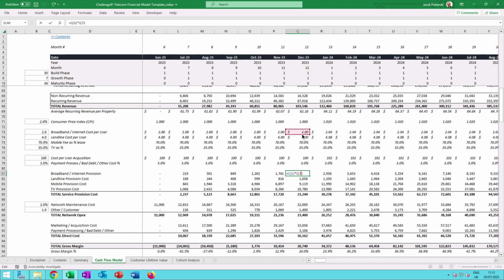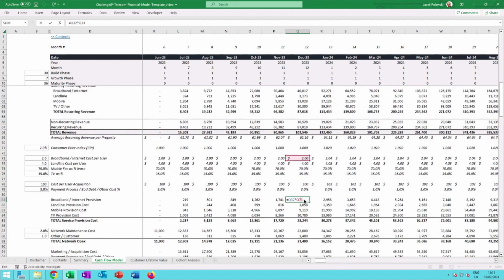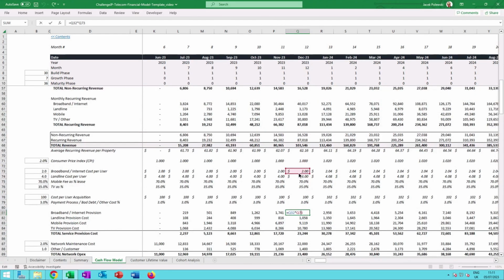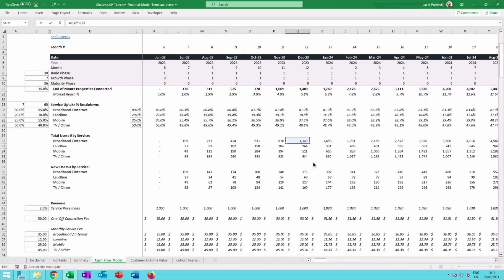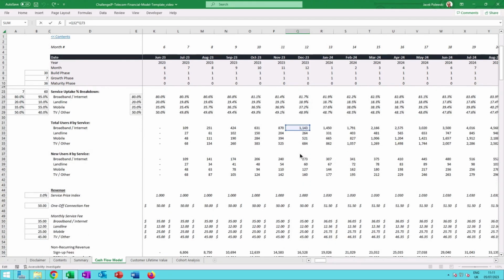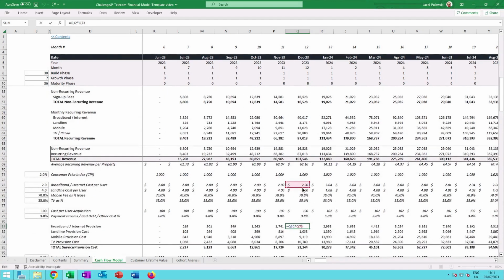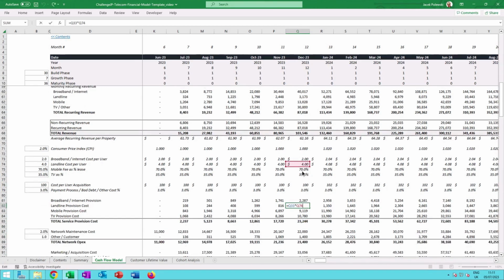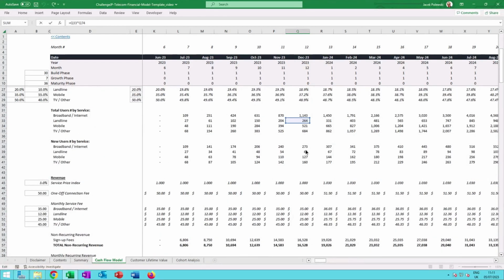As you recall, we're assuming here that we'll charge $2. So every user that we have using the broadband costs on average $2. So you just take that number and multiply it by the number of users that use that service. Okay. A similar calculation will be done for the landline. So you have $4, which is multiplied by the number of users using landlines.